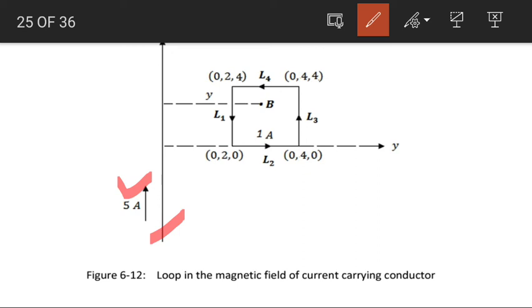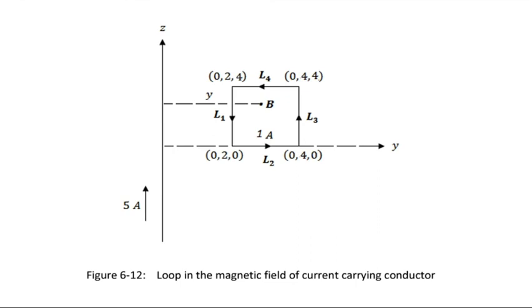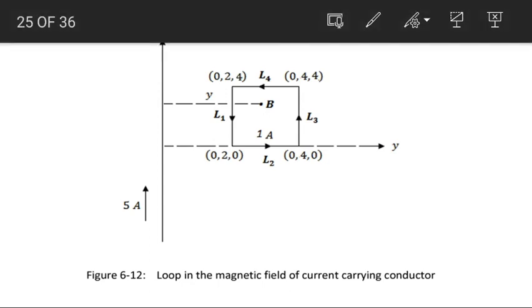We have got a current carrying loop over here, and this current carrying loop is located in the magnetic field of this current carrying conductor. So let us calculate the magnetic flux density inside the loop.